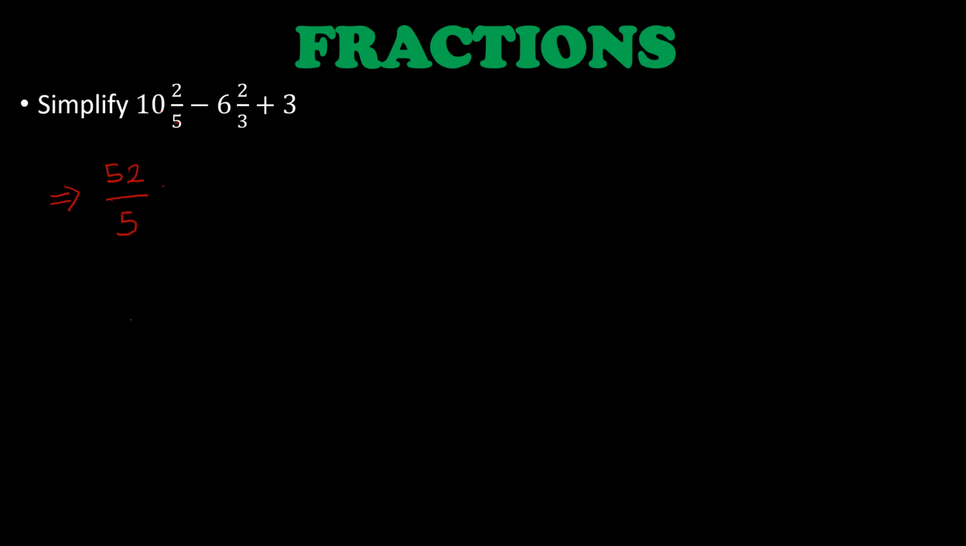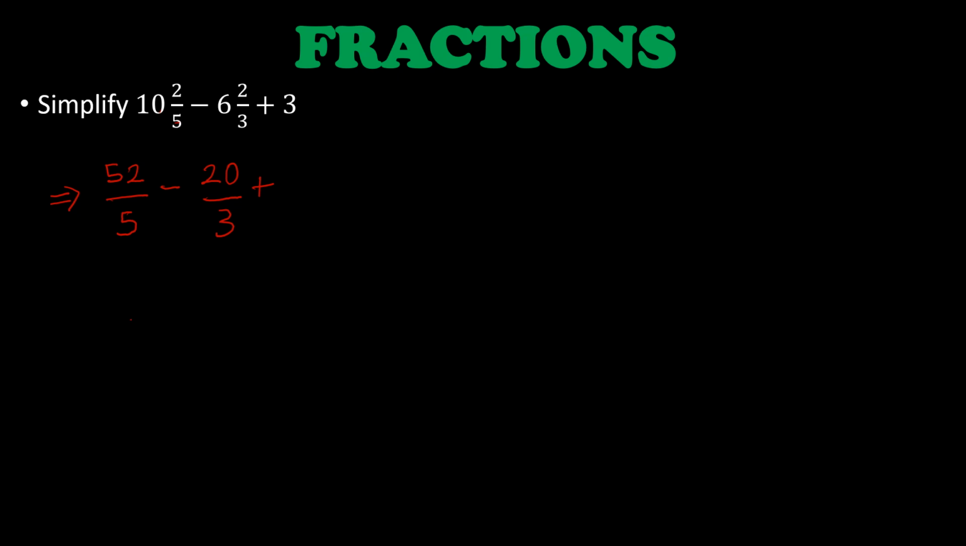Now we're going to do the same for the second fraction. We'll multiply the whole part, which is 6, by the denominator, which is 3, and then we add the numerator to it, and that's 2. So if we multiply 6 by 3, we have 18, and if we add 2 to it, we have 20. We have 20 over, and the denominator always stays the same. That's 20 over 3. Now, that's plus.